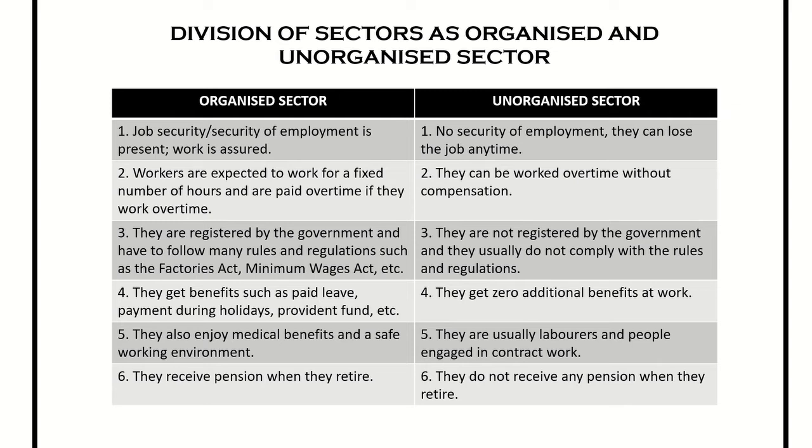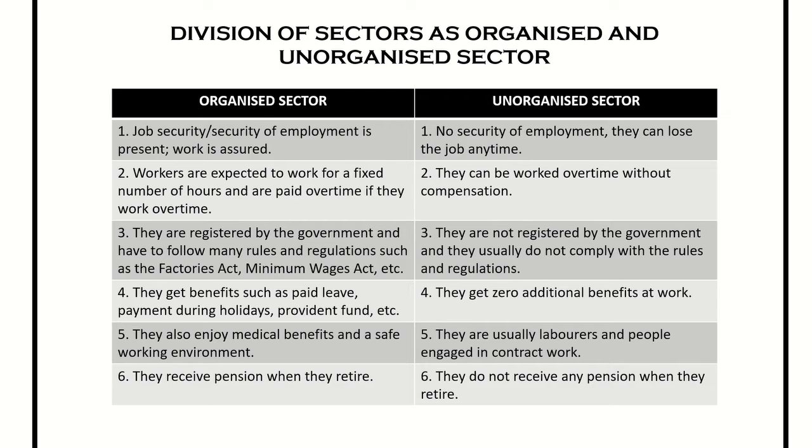In the organized sector, people also enjoy medical benefits and a safe working environment, but in the unorganized sector, they are usually laborers and people engaged in contract work. They receive pension when they retire. This happens in the organized sector, but they do not receive any pension when they retire. This is in the unorganized sector.